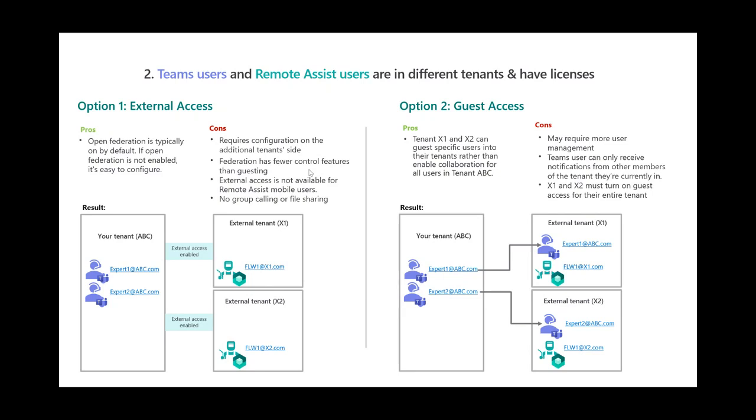So in this example, expert 1 is a member of ABC and is a guest in tenant X1. So when expert 1 goes to use Teams, they will be able to toggle which tenant they use Teams in. When expert 1 is using Teams in the ABC tenant, they will be able to get notifications from other people in the ABC tenant. And they will not be able to get notifications from people in another tenant. So let's just say that expert 1 is in tenant ABC, they will not be able to get a message or a phone call from someone in tenant X1.